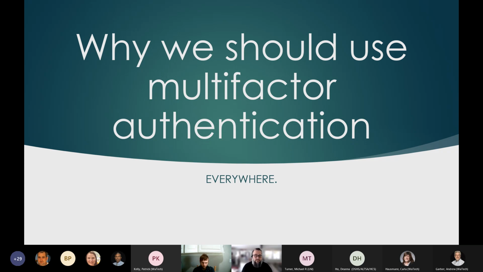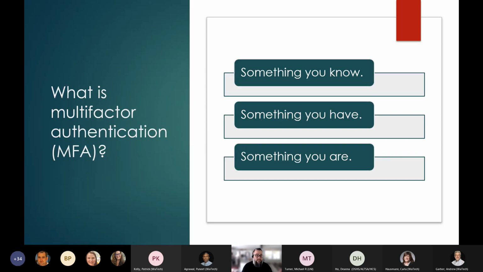and then some things to look out for, because while it is super duper awesome and really can fix the problem with authentication, it's not quite perfect. So I will jump right in. What is MFA, right? So it's a way to provide better authentication that you are who you say you are.